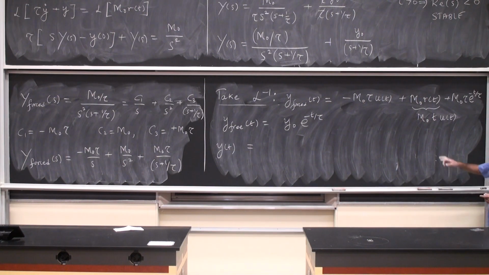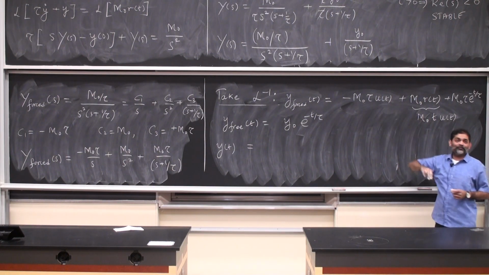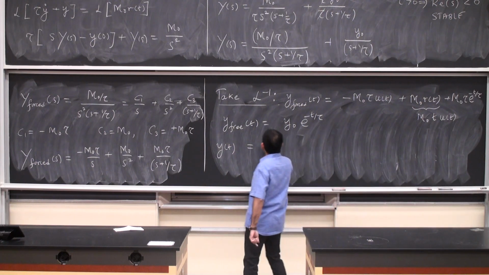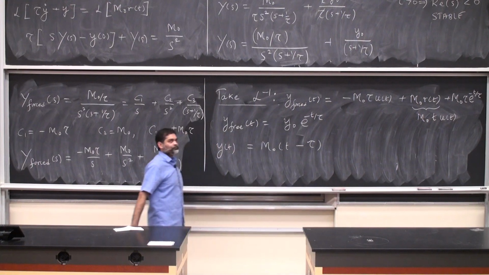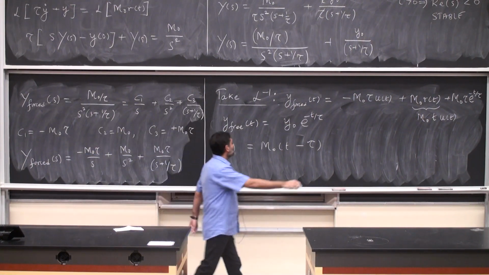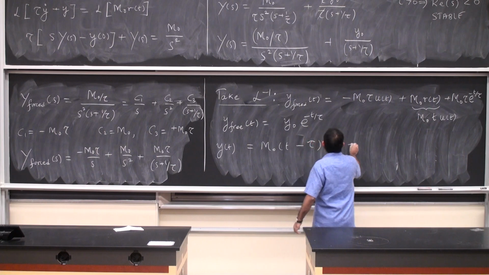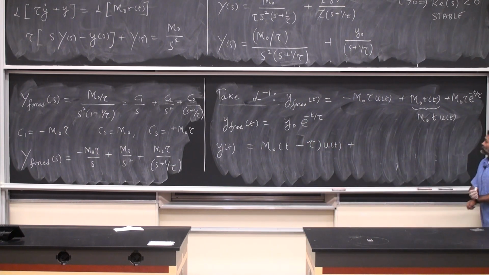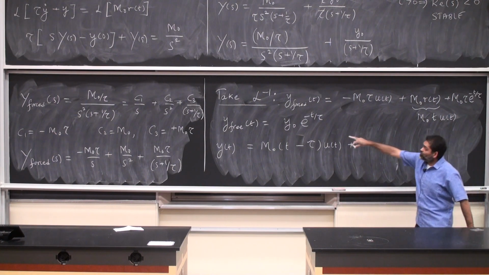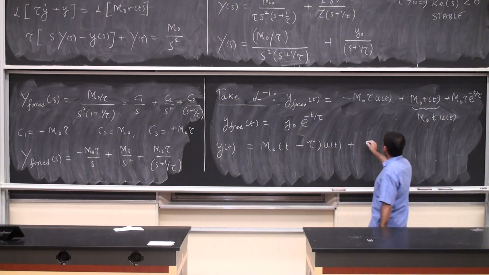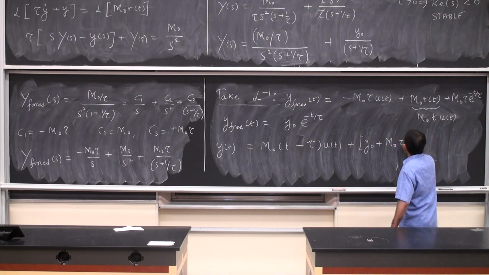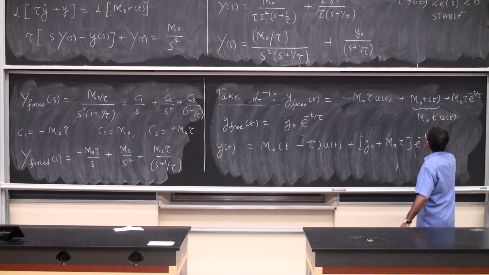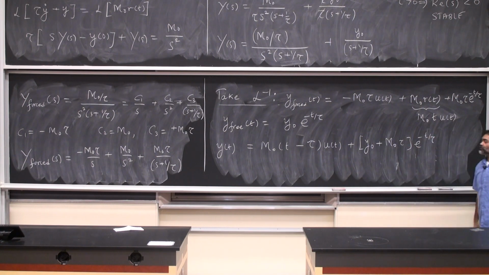I do this because I can combine this creature with that particular fellow. And so I end up with the following. It's going to be m naught times t minus tau. You can write the step function if you want. And then I have the combination of the rest of the terms, m naught tau e to the power minus t by tau, y naught e to the power minus t by tau. That becomes y naught minus m naught tau, e to the power minus t by tau.